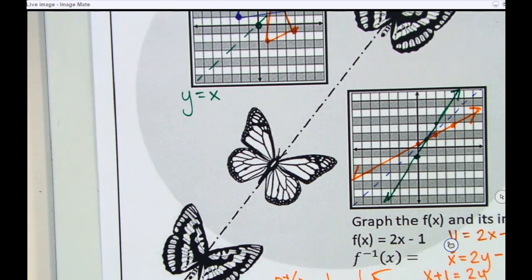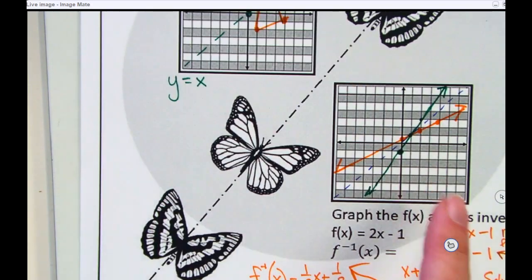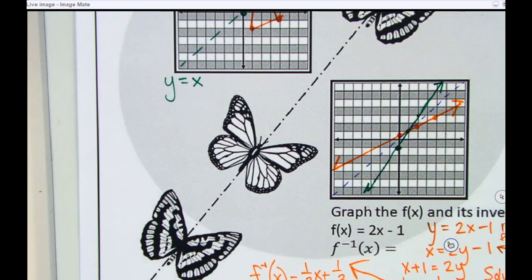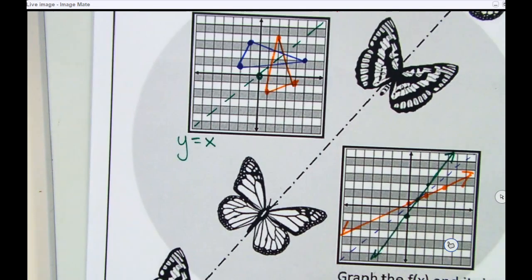Yeah, I kind of call this the butterfly effect, but something else in some movie somewhere. But I know I've done it right if I get those butterfly wings. I've got it balanced on that y equals x axis.